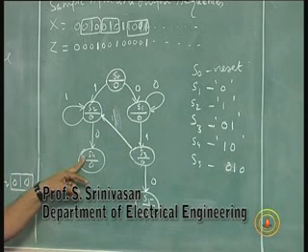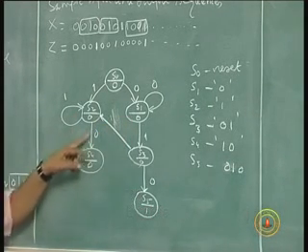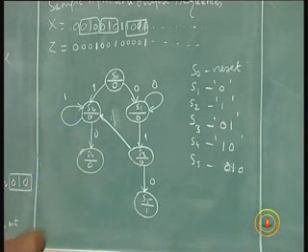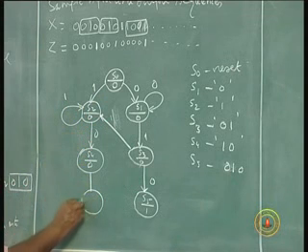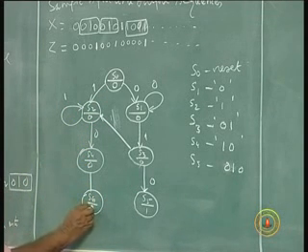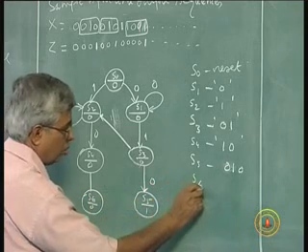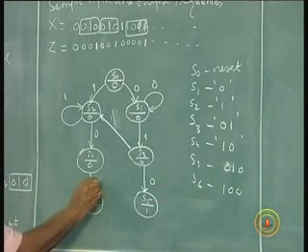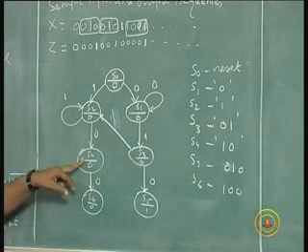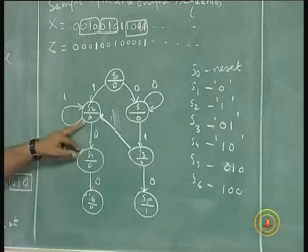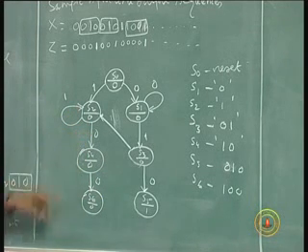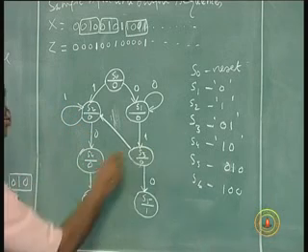Let us look at S4 now. In S4, if a 0 occurs, it will go to S1 now, because it is a 0, 1, 0, 0. If a 0 occurs, it will go to S6. So if 1 occurs, it will go to S2, S3. This is 1 0 1, which would be the 0 1. Okay.